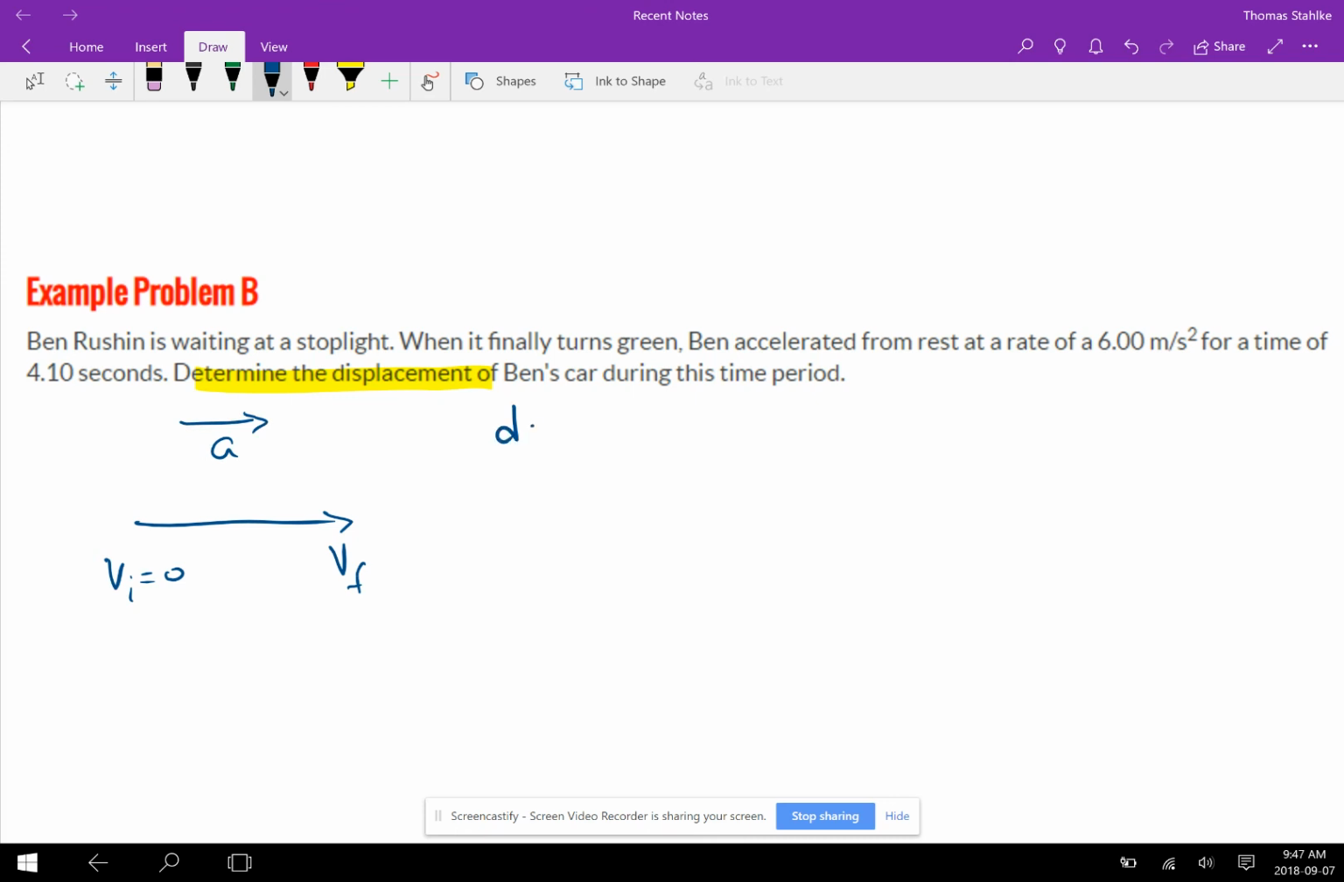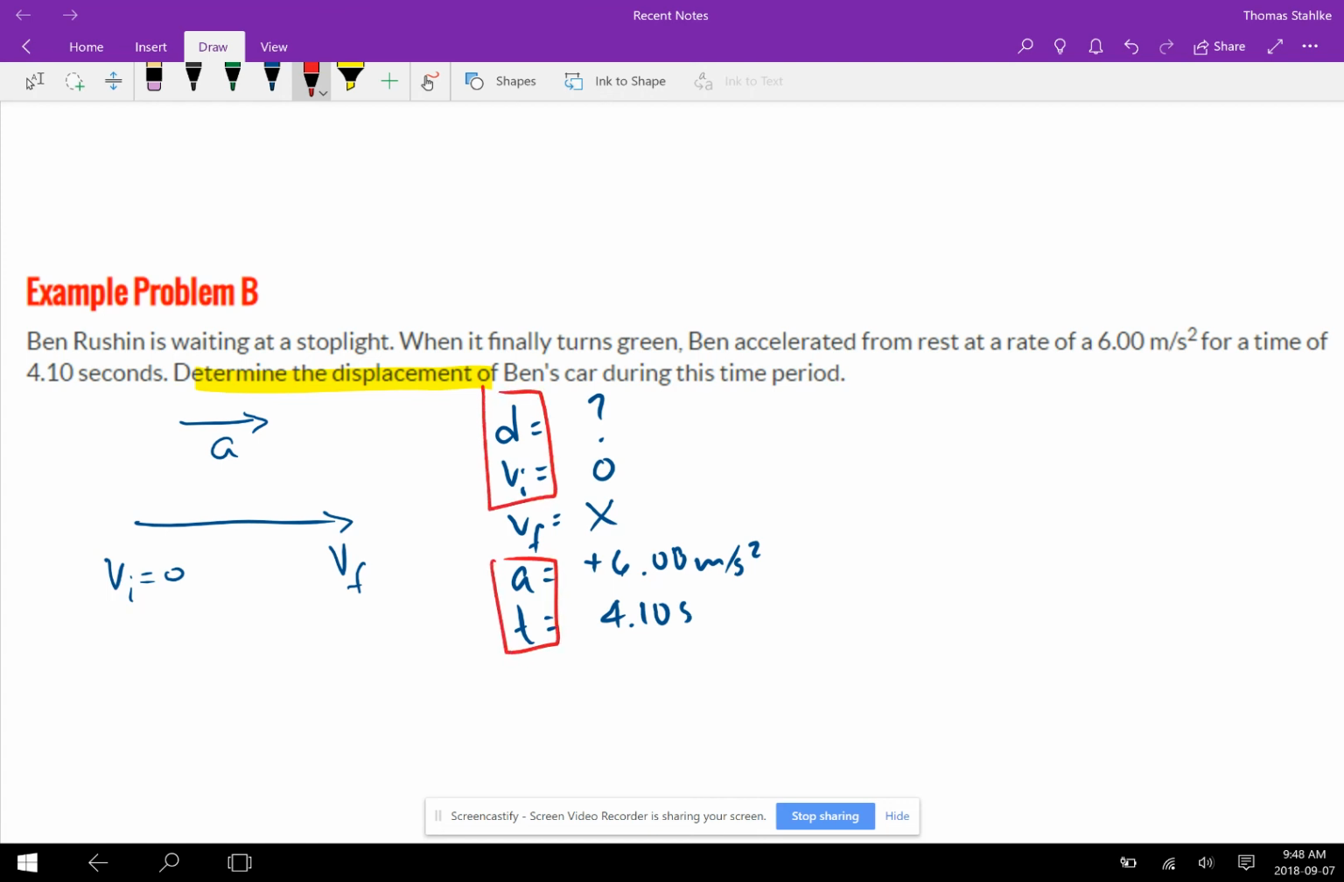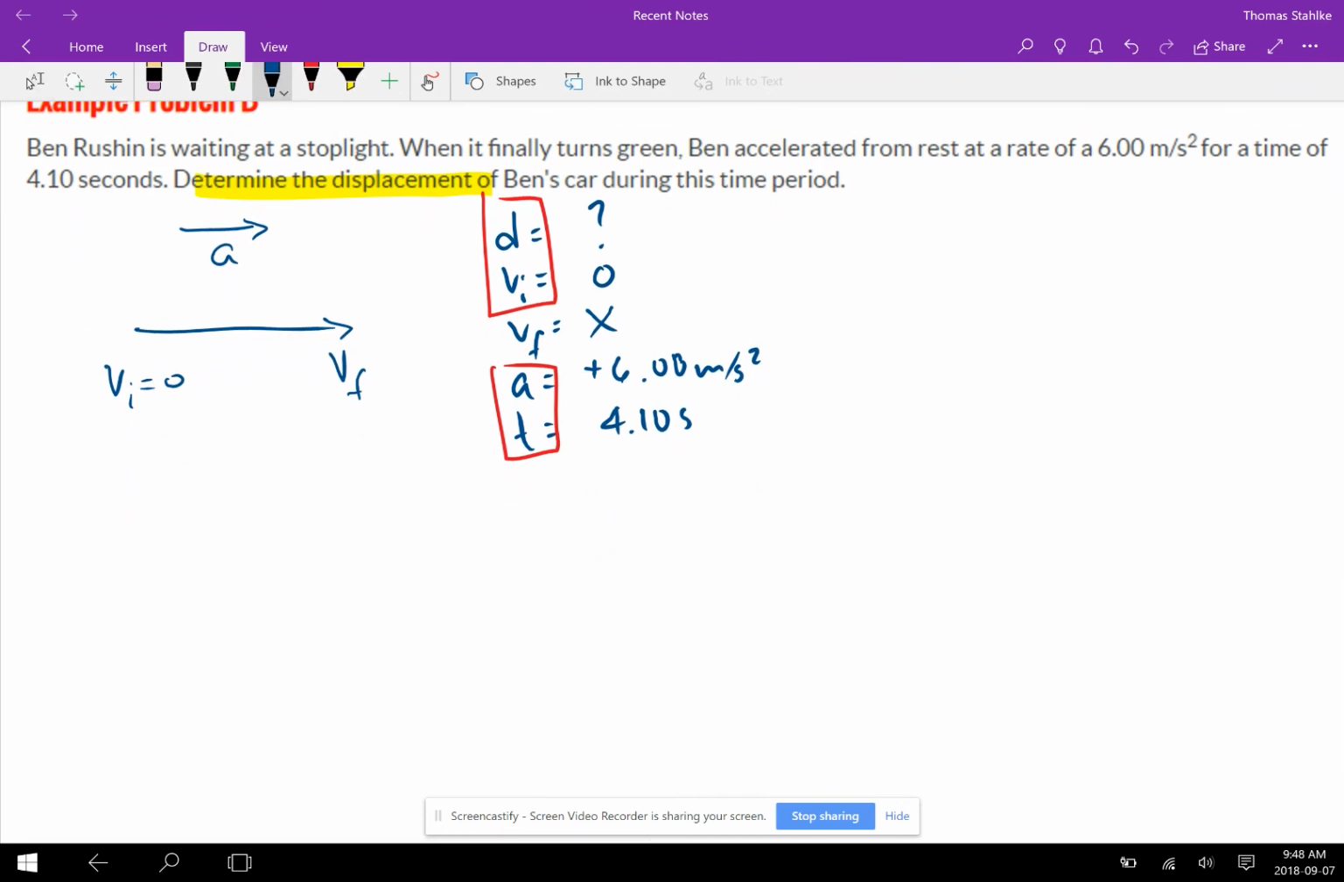So let's list our variables. Here, determine the displacement. The initial velocity is 0. The final velocity is not given. This time the acceleration is positive, that's 6.00. And we have a time. So here, we're going to use the equation that uses these four variables, which is v i t plus 1/2 a t squared.